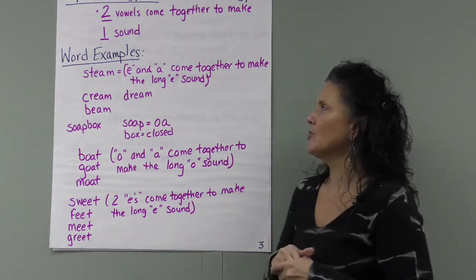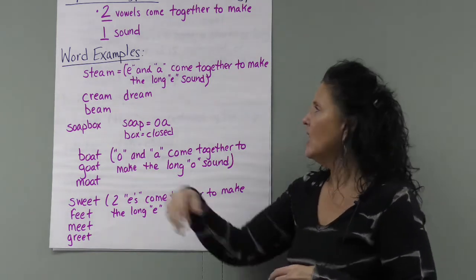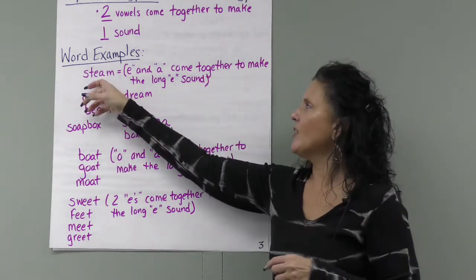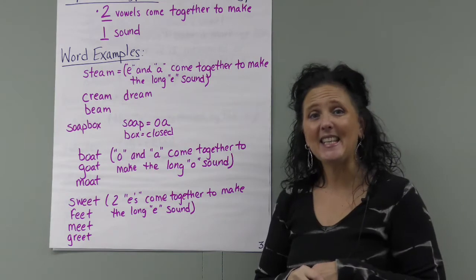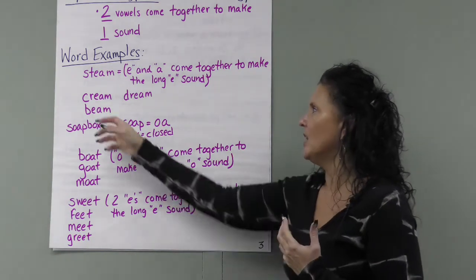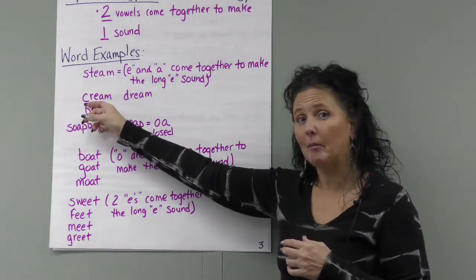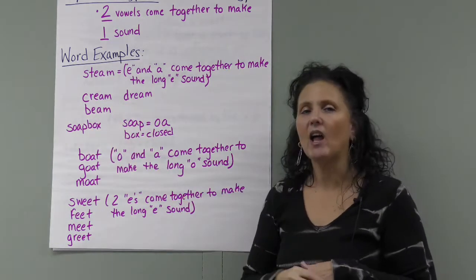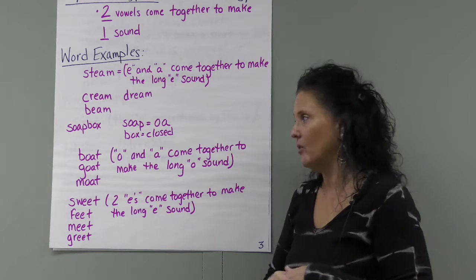Here are some examples. The word steam, right? If you notice, we have an E and an A that come together and they make the long E sound. Steam. I gave you some more examples just like it. Cream, like ice cream. Dream, beam. The E and the A sound like an E. They make the E sound.